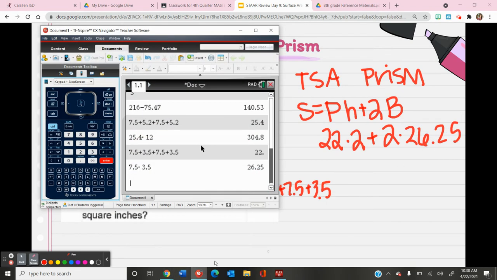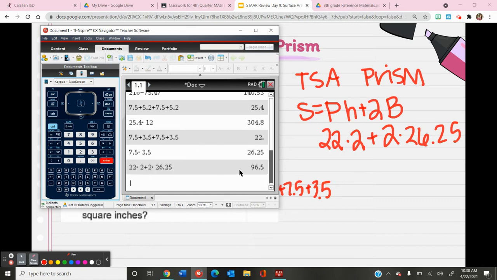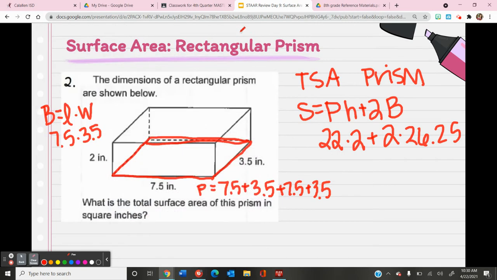So now all that's left to do is plug this in. I have 22, which was my perimeter, times the height, which was 2, plus 2 times the area of my base, which is 26.25. Plugging that in, we get 96.5. So here, the total surface area of this prism is going to be, again, 96.5 inches squared.